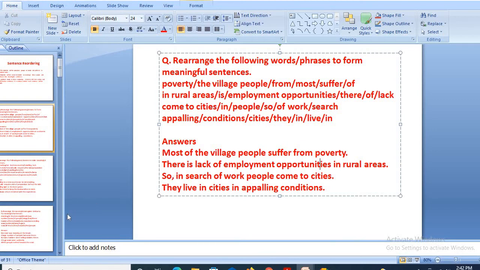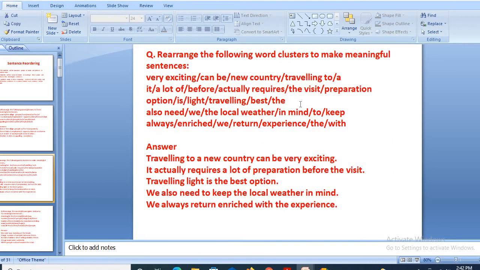Now some more examples are there. I am now moving on to another important segment. Same thing, only sentence reordering. At the top it will be written, rearrange the following word clusters to make meaningful sentences.